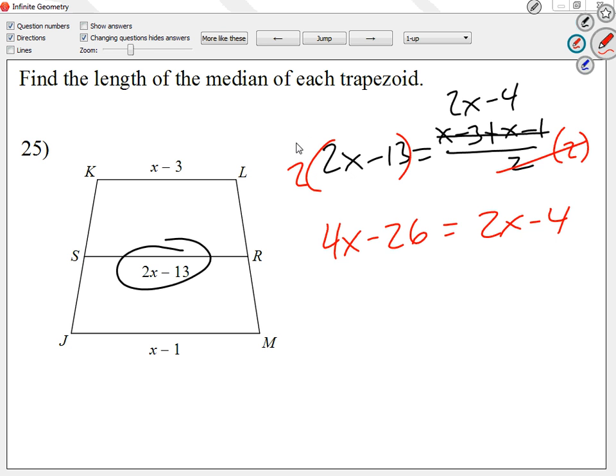Do you notice that on the left I multiply the 2 to both? I multiply the 2 to everything. That's a big mistake that a lot of people do. They only multiply to the x. Multiply to everything.